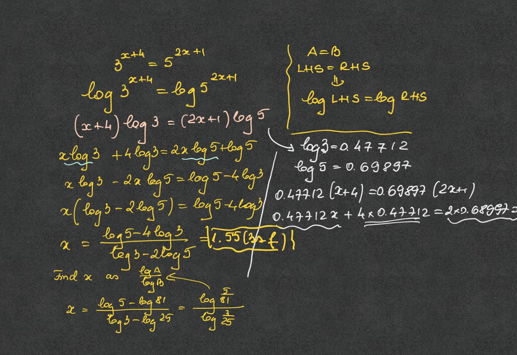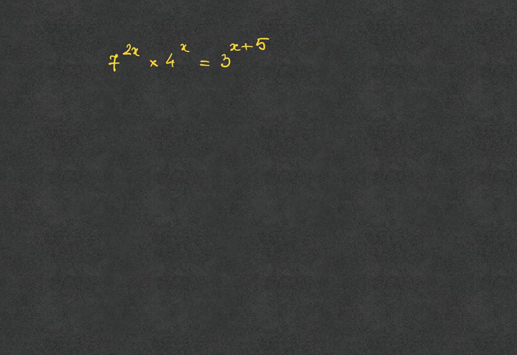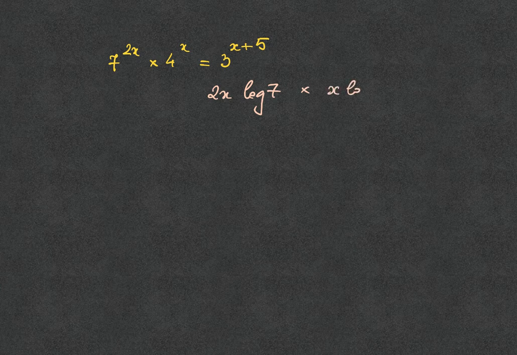Of course, you can always go back and check to see if your answer is correct. Take one moment to try this question. I'm going to start with the most common error. Students will jump and write 2x log 7 times x log 4 equals (x plus 5) log 3. Now I invite you to pause and see why this is not correct.